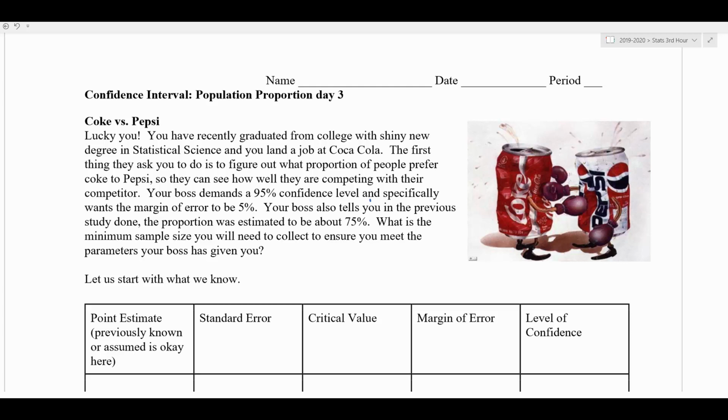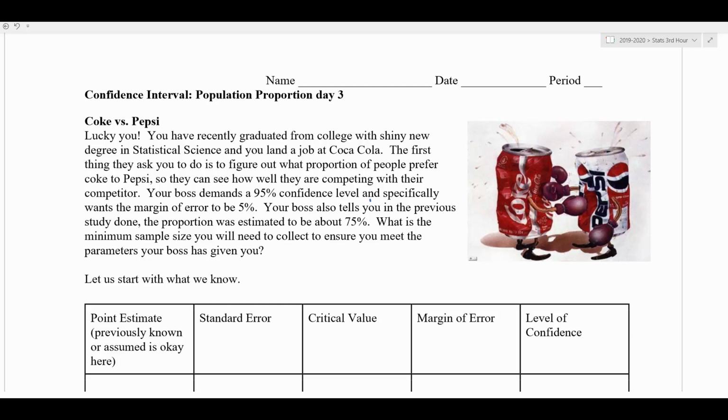So when researchers do this kind of stuff, they don't want to have to sample any more people or any more subjects than they have to, because sampling costs money and it takes time. So they try and get away with as small a sample as possible in most cases, especially when you're working for a big company like Coke or Pepsi or something like that. All right, so let's take a look at this scenario and you'll see what I'm talking about.